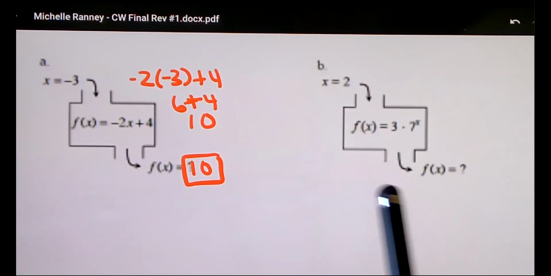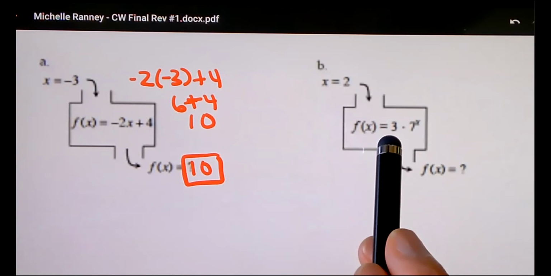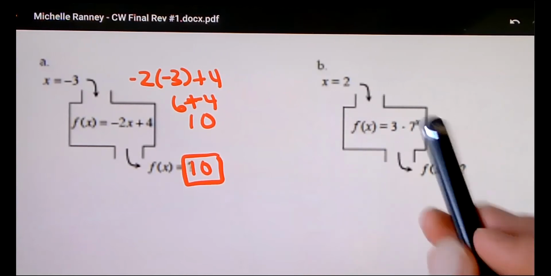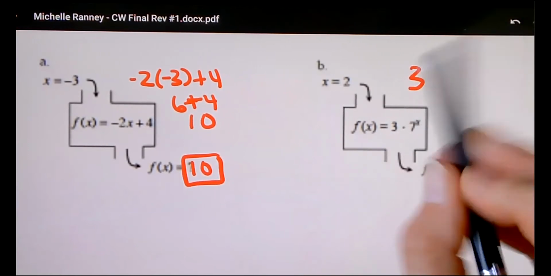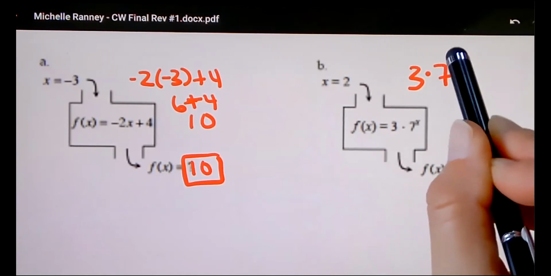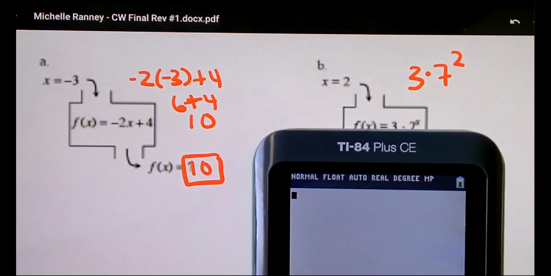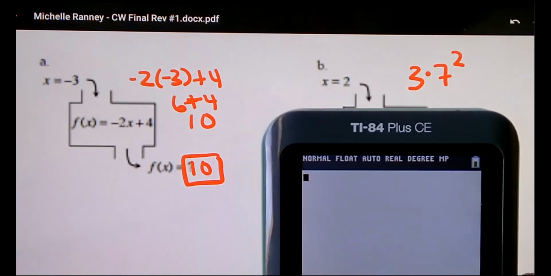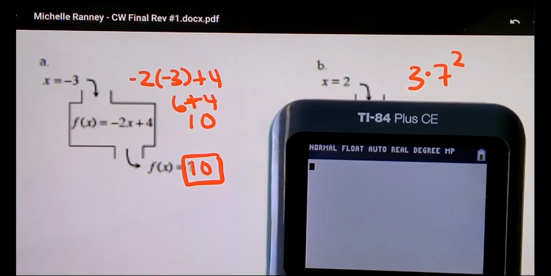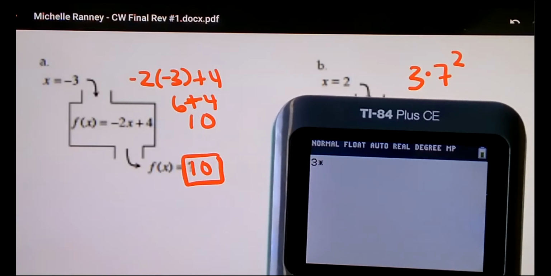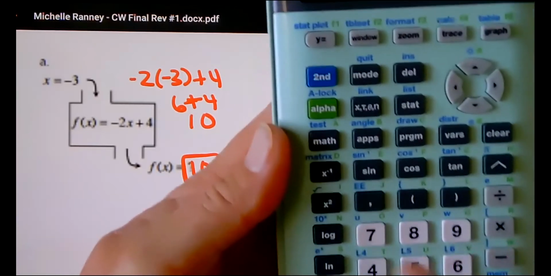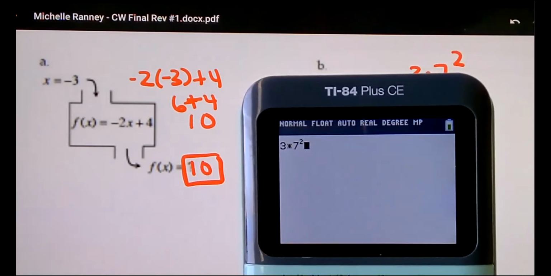So this next one, I'm putting in a 2. I have 3 times 7 to the power x, so it's going to be 3 times 7 squared. And you can put this into your calculator as you see it, okay? So what I mean by that, especially if you're using the graphing calculators or a scientific calculator, it does do order of operations. So if I go 3 times 7, and then your square is right here, squared, it's going to give me the right answer, okay?